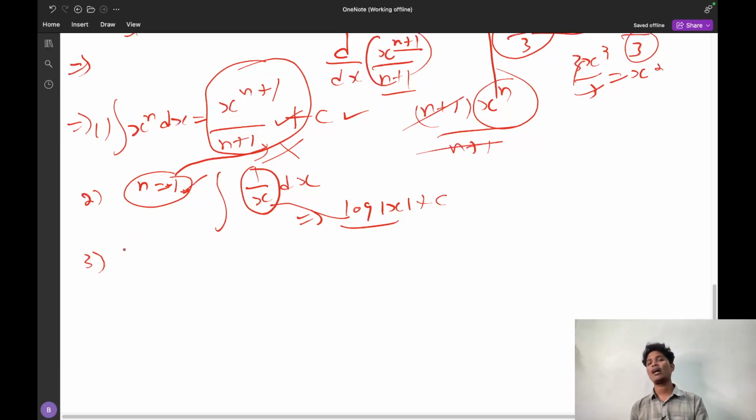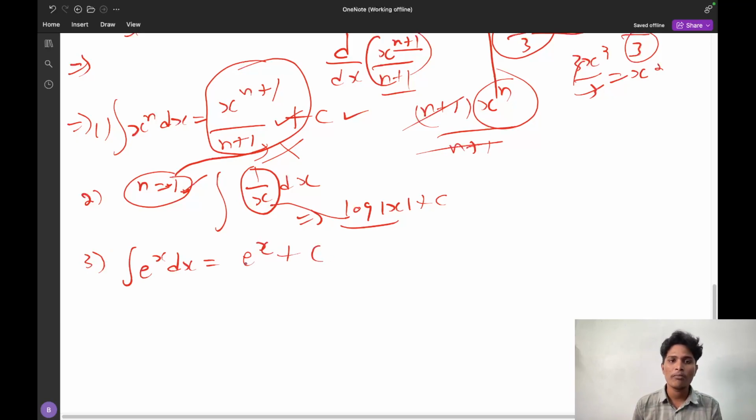That value should be the answer, the integral value. The third formula is integral e power x dx. So what value do I have to differentiate in order to get e power x? Itself, that is e power x, because when e power x is differentiated, I will get e power x only.